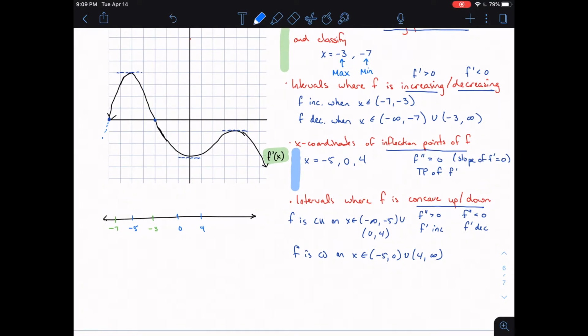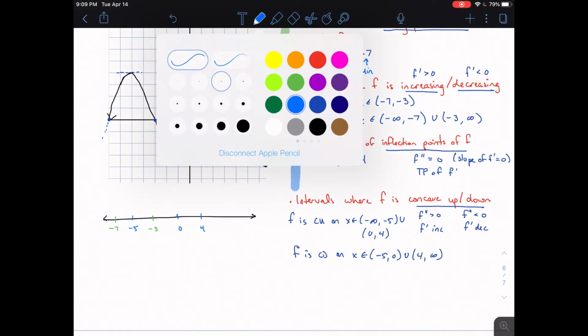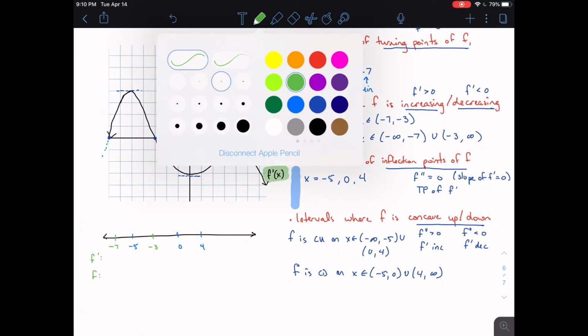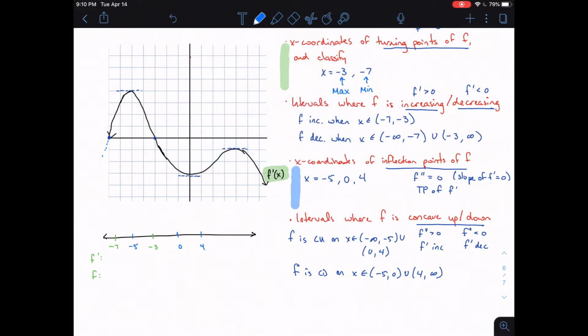Then we can start laying out all our information. So let's figure out a couple things. We'll start by saying, what's true about the first derivative? Is it increasing, decreasing, positive, negative? What does that mean for the function? And then we'll do the same thing with the second derivative. Is it positive, negative? What does that mean for the function? Okay.